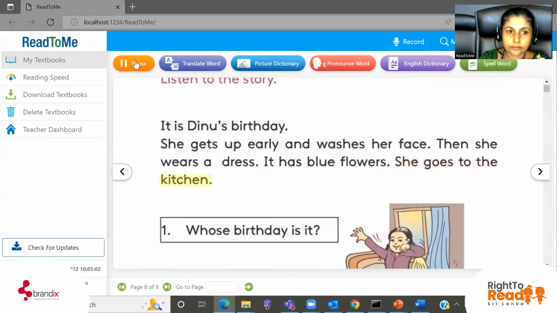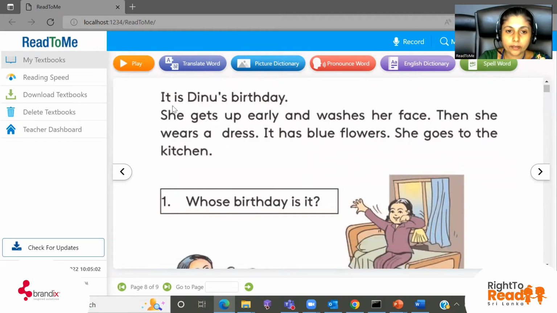She goes to the kitchen. What happens next? She goes to the kitchen. After dressing up, she goes to the kitchen. Now this is the story of Dinu.